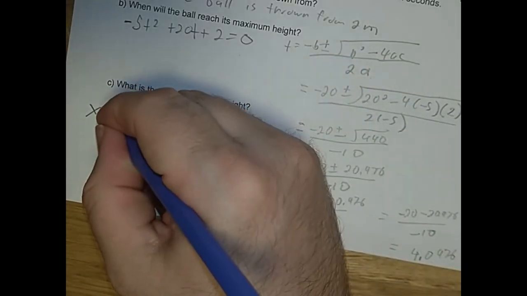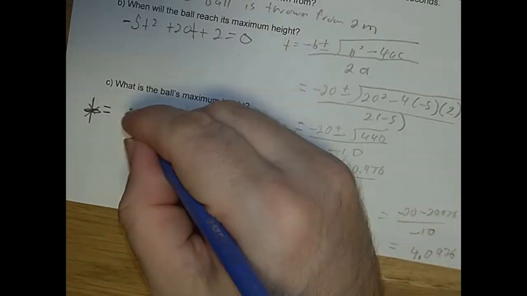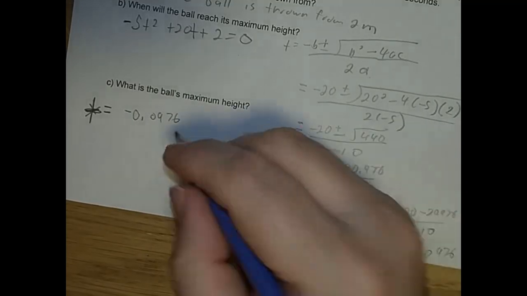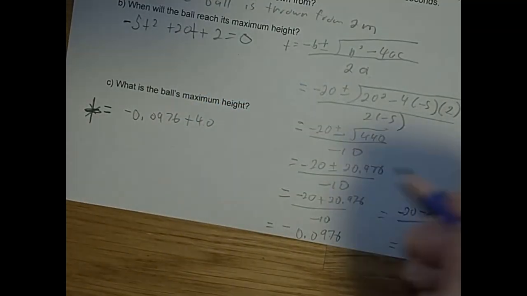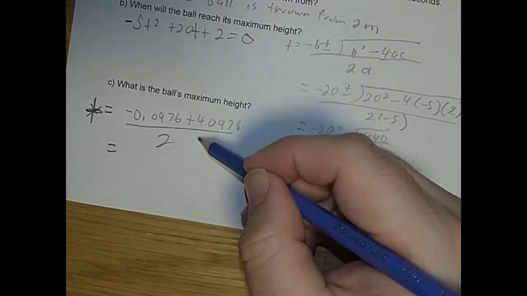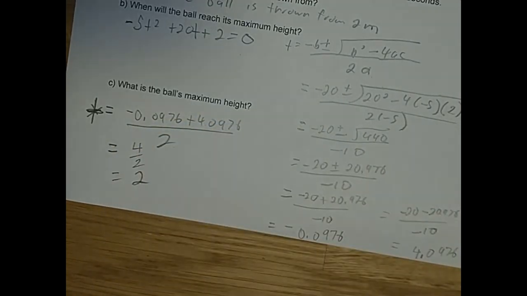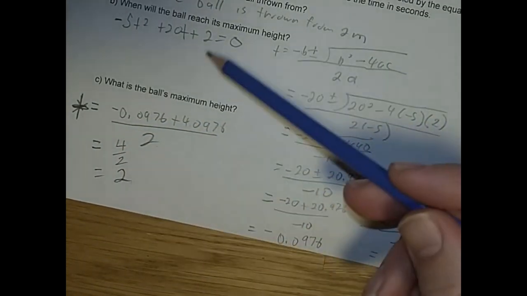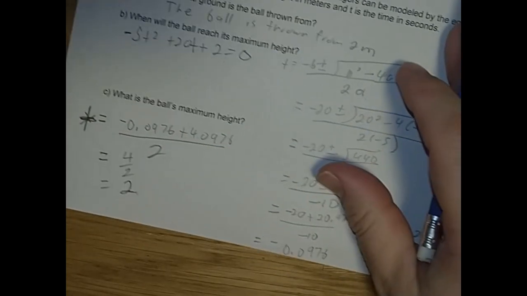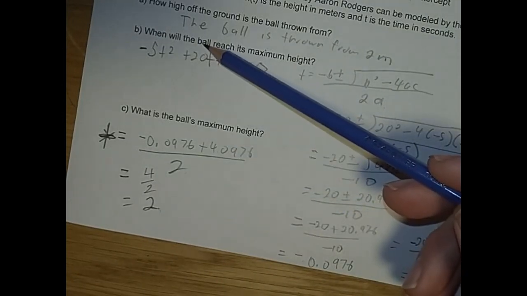So x, it's t, sorry. We're going to take the average of them: negative 0.0976, and we're going to add 4.0976 to it, and we're going to divide it by 2. This is just the average, so we're just finding the average of the two. So that becomes 4 over 2. Interesting, it's 2. So when will the ball reach its maximum height? After 2 seconds. So all this work, and I'm sorry I didn't leave enough room. So all this is to find out here that it took 2 seconds.